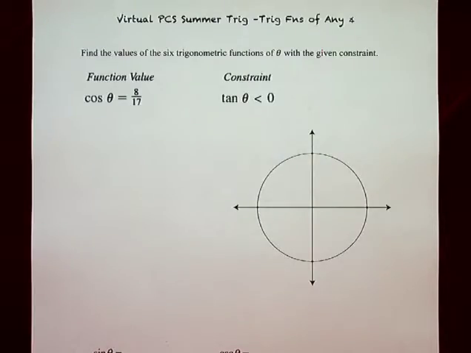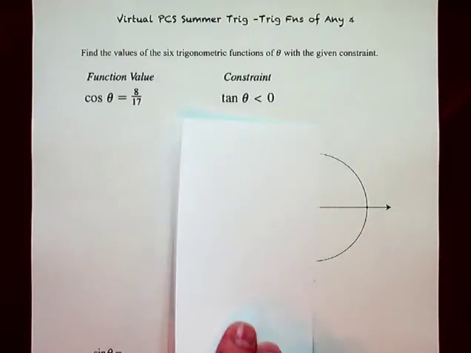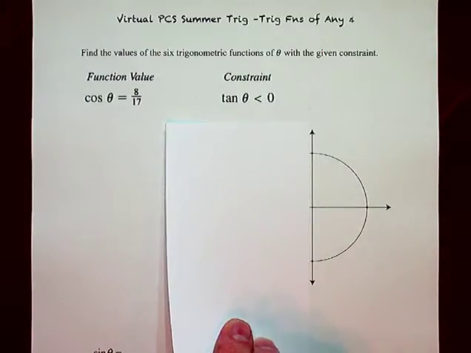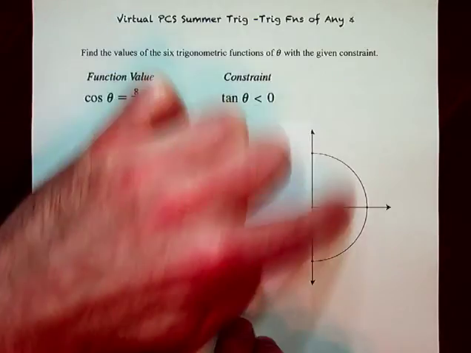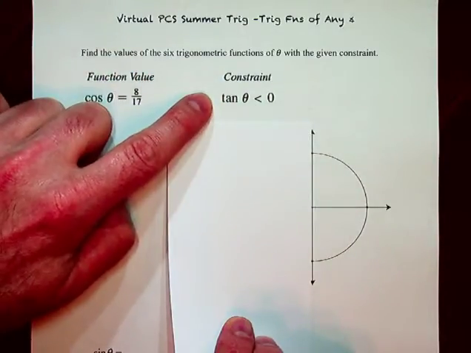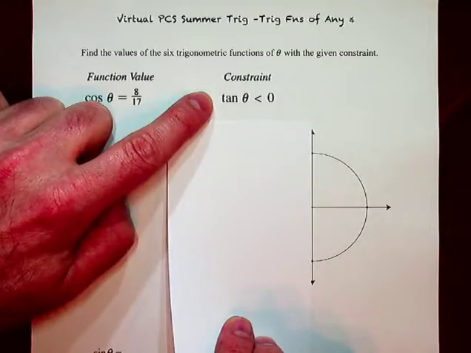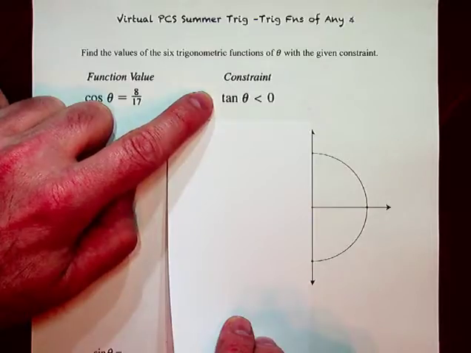Now, hypotenuse is always going to be positive. The fact that my cosine ratio is positive means that it's going to be where x is positive, and x is positive, of course, over there in the first and the fourth quadrant, okay? Now, because this cosine value can reside in either one of those, they've given us a further constraint to take away the ambiguity, and tangent theta is less than 0, meaning tangent is negative, okay?